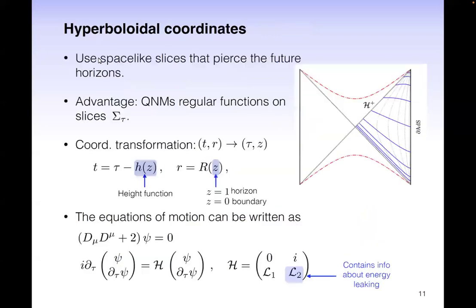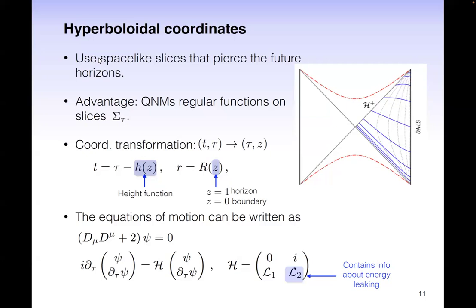Okay, but going back to Denja's question, how am I foliating? What coordinates am I using? Here we're just following the trend in the literature to use hyperboloidal coordinates. So we are foliating our spacetime using spacelike surfaces that pierce the future horizon. The reason we choose these coordinates is because on these slices, which I call capital sigma tau, the quasinormal mode functions are regular. This is not the case when we're dealing with Poincare coordinates, for example.